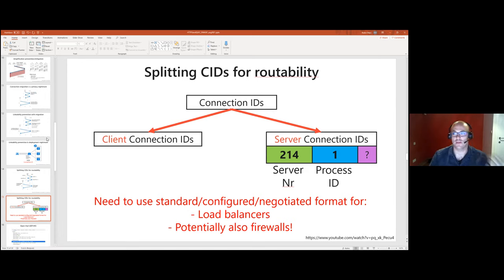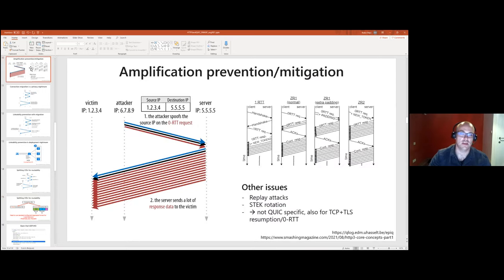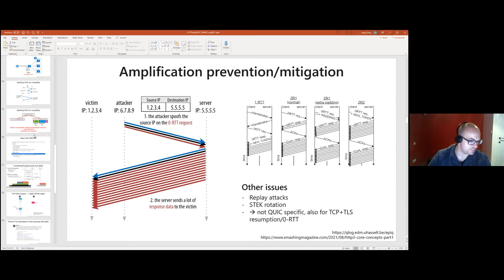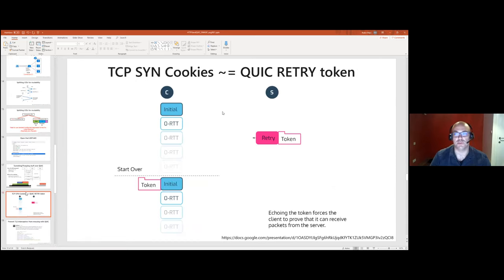And I think we're running out of time, but just to make this point, this is one aspect, and this is for the connection ID. I had other slides that you might want to look at, which deal with aspects like amplification prevention for distributed denial of service attacks, which is also in QUIC. And then there is what is called a stateless retry, which is basically a TCP SYN cookie, but for QUIC, right?